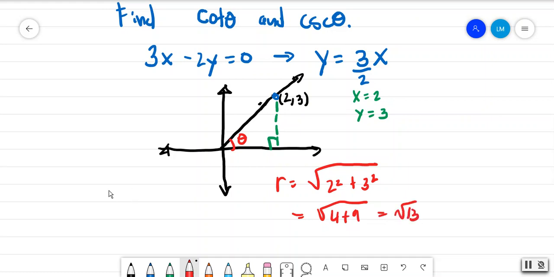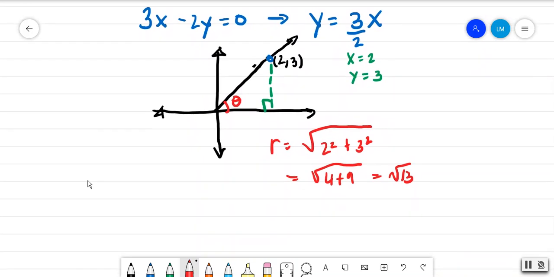Now in this case, this is going to tell you that cotangent theta is equal to x over y. So in that case, we sort of get this one for free. It's going to be 2/3. So we have that cotangent is 2/3.